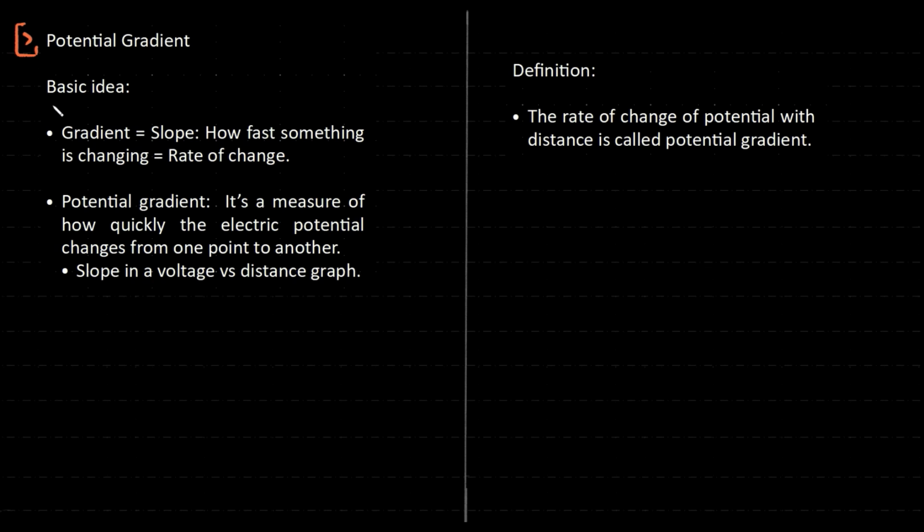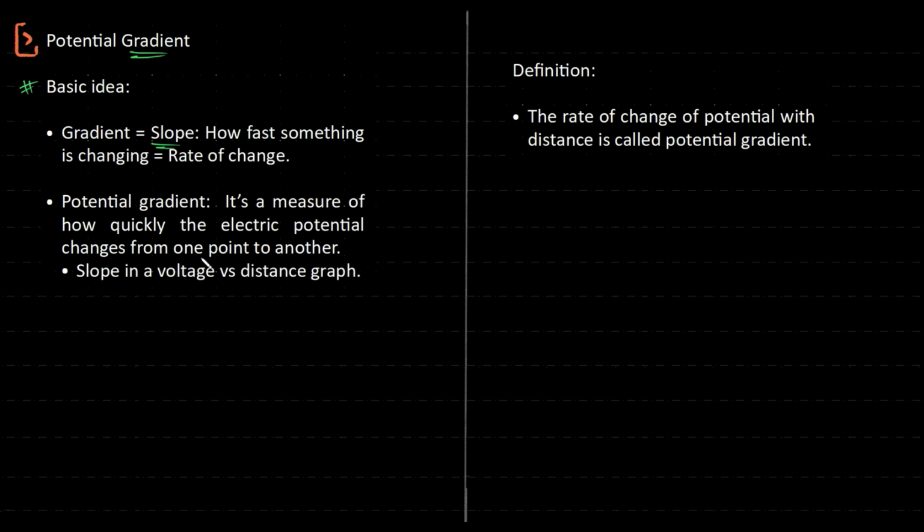We need to learn a term called potential gradient. Now, you guys have used the word gradient before. Think of it. Don't read anything on the screen. Close your eyes. Think of it. It's a fancy way of talking about slope. How fast something is changing. Rate of change, basically. Now, potential gradient will have to do with what? How fast the voltage is changing. As simple as that.